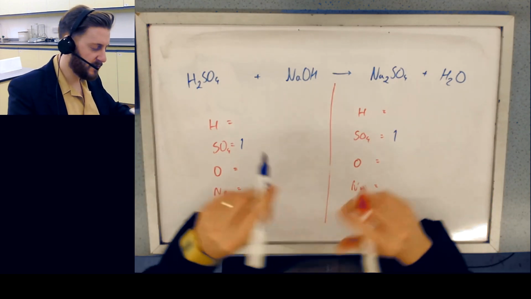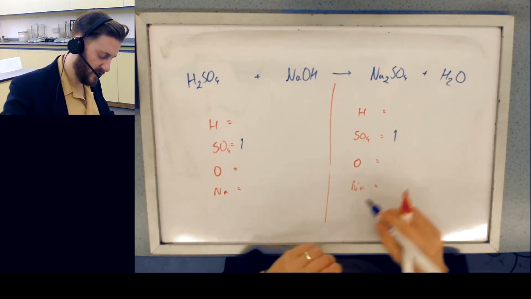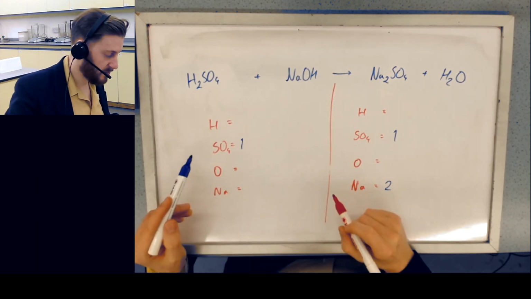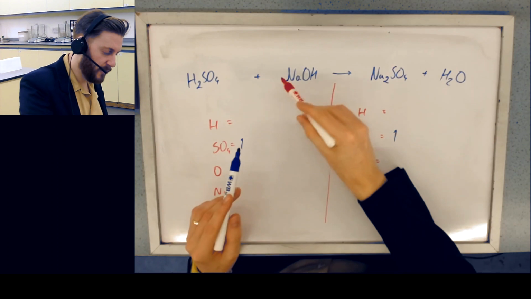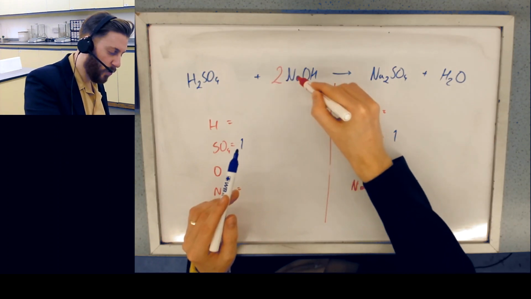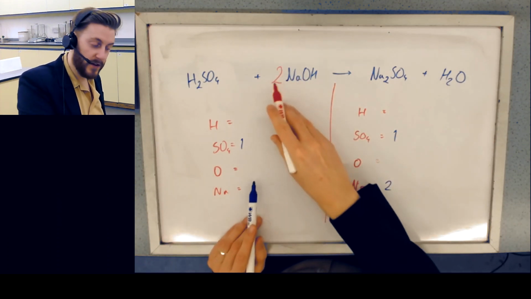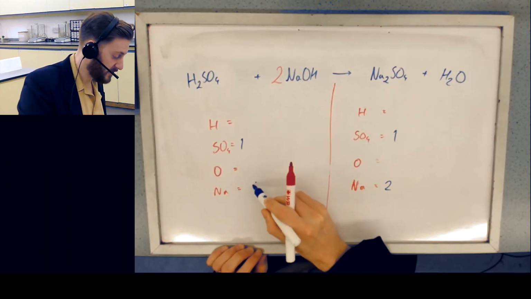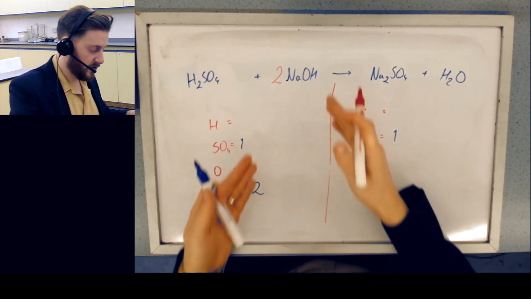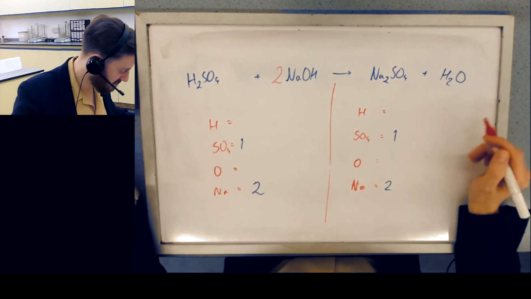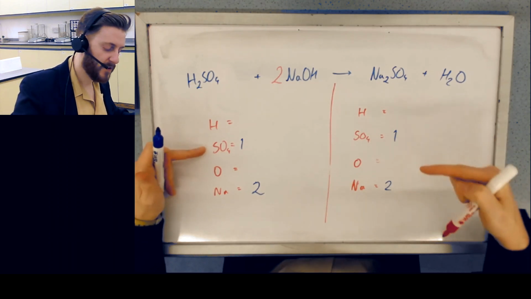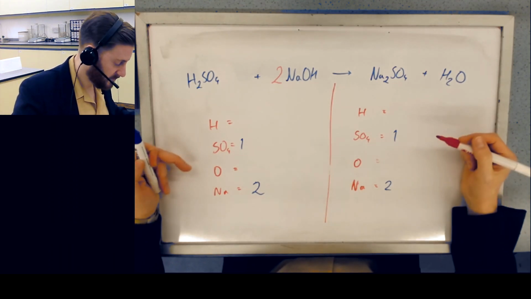I've got 2 sodiums coming out. So my sodiums, Na2 going out, so I need 2 going in. And that's easy enough. I can put a big 2 in front of it. There's only 1 in there at the moment. So 1 can easily become 2 if I just multiply everything here through by 2. So 2 sodiums in, 2 sodiums out. This is okay. 1 sulfate in, 1 sulfate out.